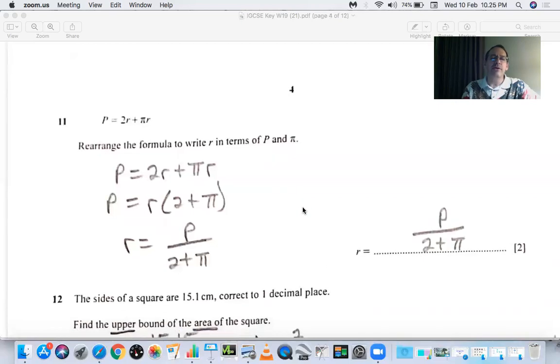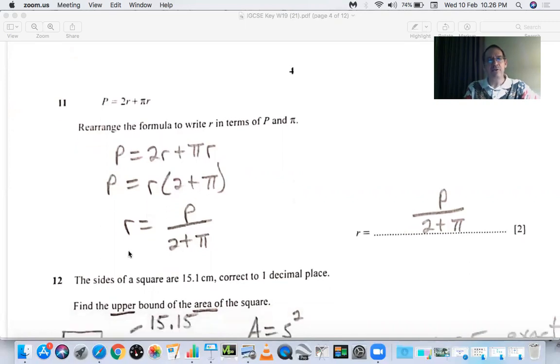Here we want to rearrange the formula to write r in terms of p and pi. So we want to make r the subject. What we're going to do is factor the r out on the right hand side. So we factor it out to the front, and that leaves 2 plus pi in the parentheses. Since we're solving for r, we're going to divide that 2 plus pi to the other side. So r equals p over 2 plus pi, which is our answer.